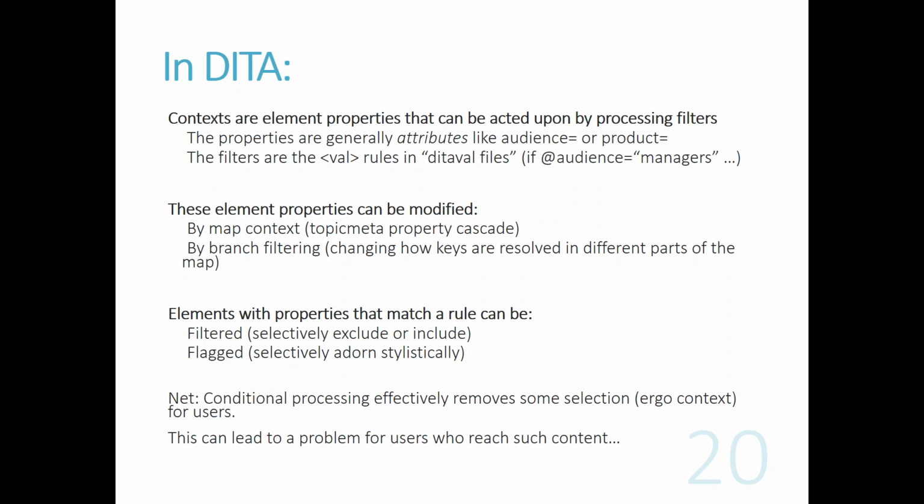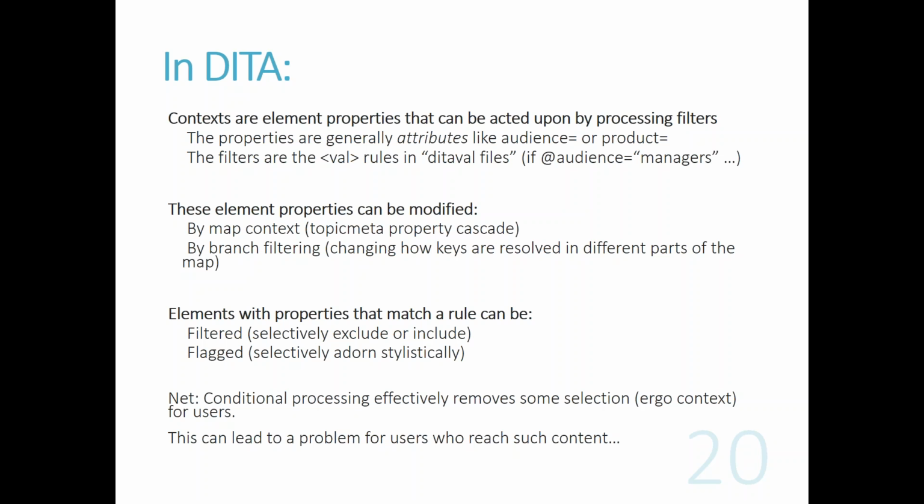And then elements with properties that match a rule can be processed in two ways in DITA. One is they can be filtered, or they set up filtering, which means that the application will either selectively include or exclude that content that matches, or that content can be flagged, which simply means that you can adorn it stylistically to make it stand out based on it matching that condition. You can highlight it, you can put an image in front of it. It's just some way of making it stand out when it happens to be the salient feature that you want to look for.